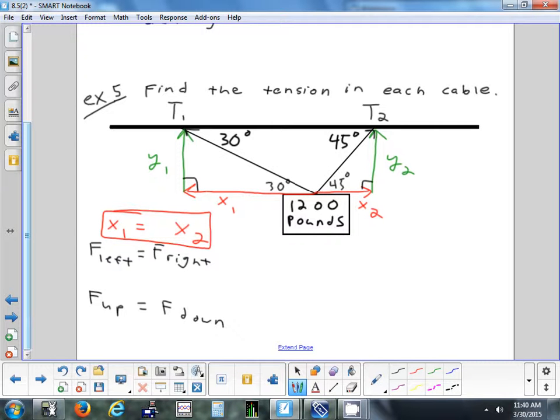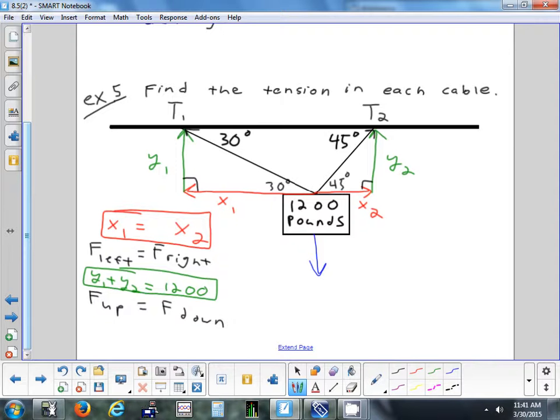And now my force acting up. Hey, Cole, what's my force acting up here? Yeah, y1's acting up, and y2. So how would you represent the combined effect of them both acting up? Great. y1 plus y2 equals, that's my force down, 1,200. So now let's start to set up our equations.